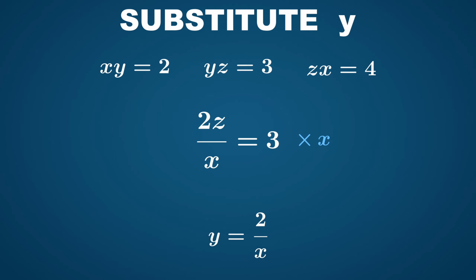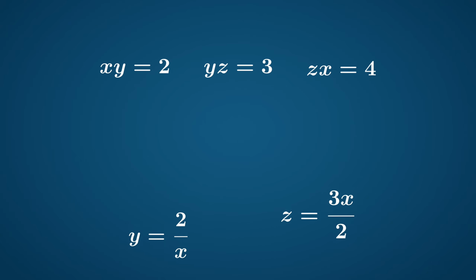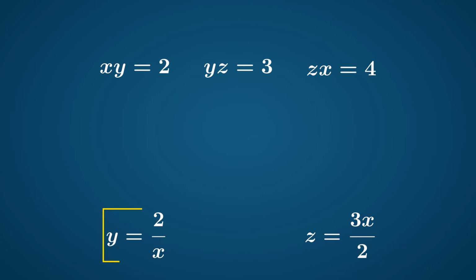Let us multiply both sides of this new equation by the variable x. Doing this gives us the expression 2 times z equals 3 times x. Now we divide both sides of this equation by the whole number 2. We find that the variable z equals 3 times x divided by 2. We now have both y and z expressed completely in terms of x.